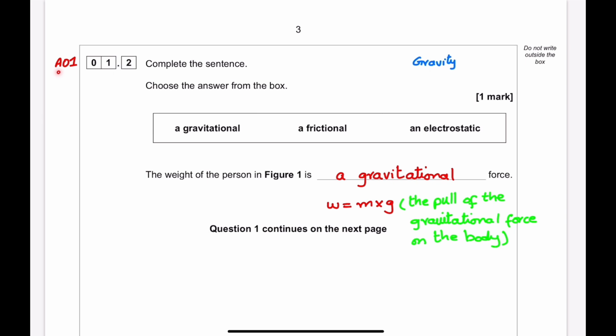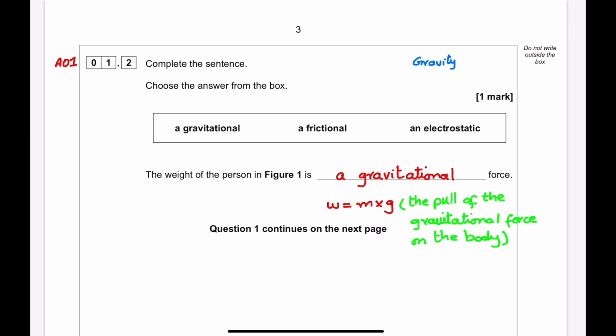1.2 is an AO1 question, and this question is from the topic of gravity. Complete the sentence. Choose the answer from the box. We have three different options: gravitational, frictional, and electrostatic. The weight of the person in figure 1 is a gravitational force.